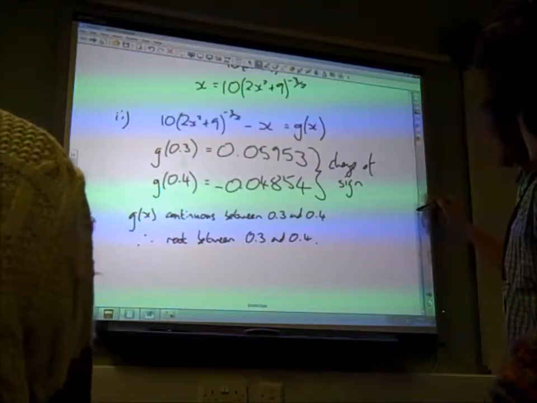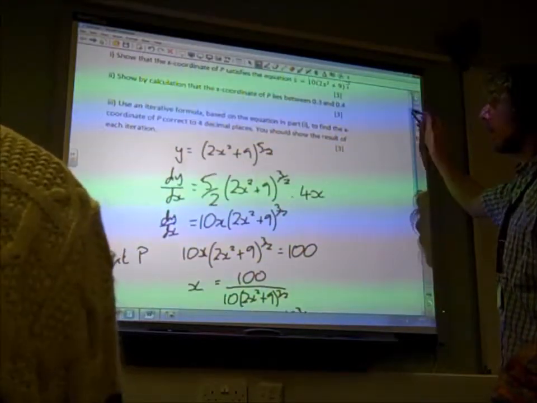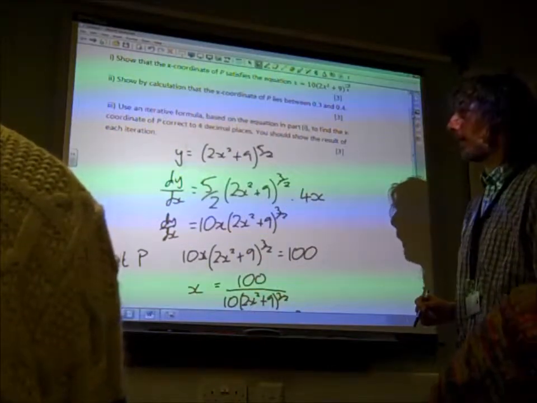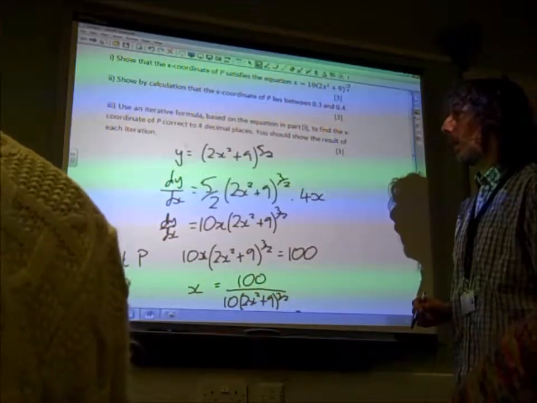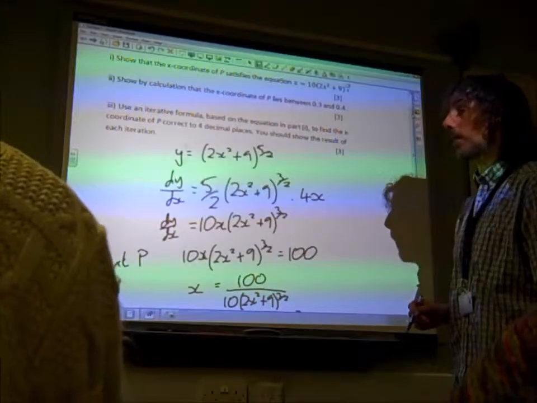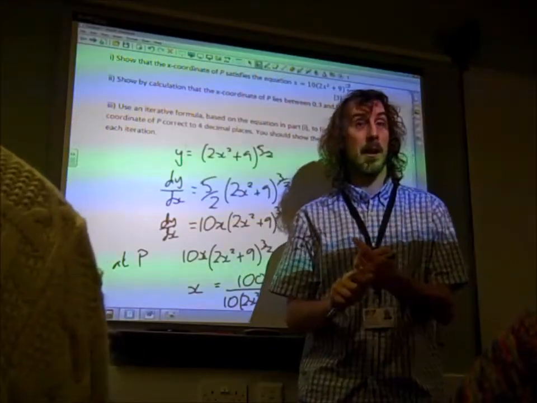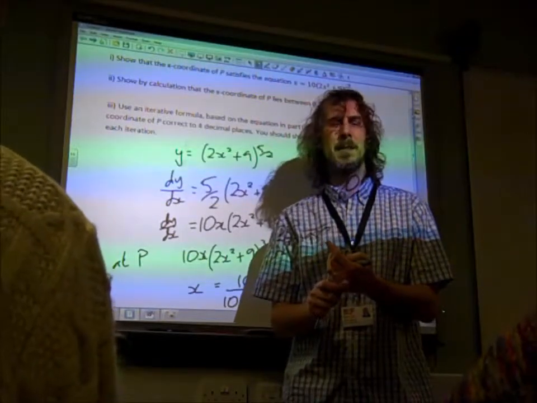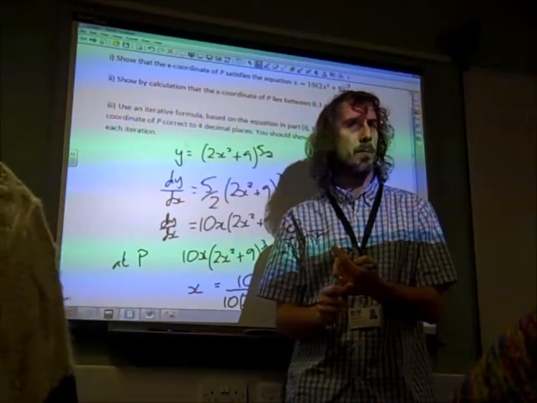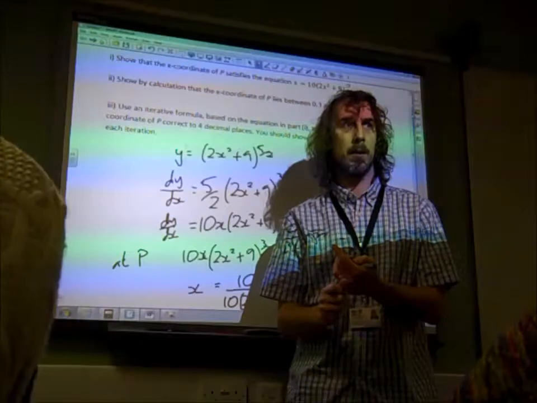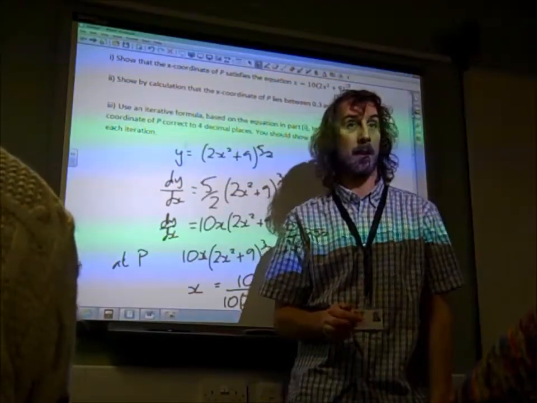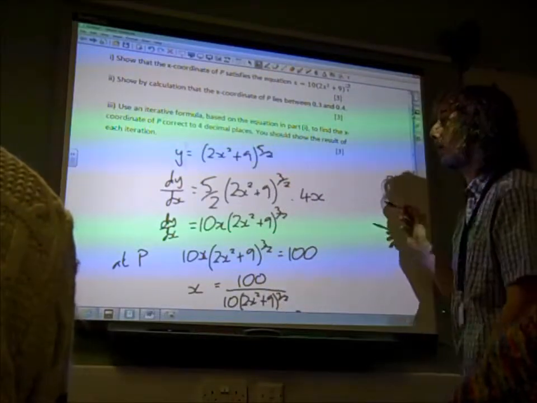Right, part 3. Use an iterative formula based on the equation in part 1 to find the x-coordinate of P. You should show the result of each iteration. Notice here it doesn't tell us where to start. What would be a sensible place to start? Bearing in mind what we've just been doing, 0.3 or 0.4 or 0.35, somewhere in that kind of region would be a sensible start point.